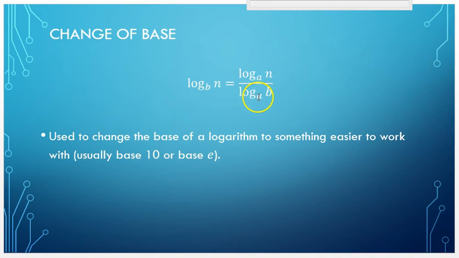So usually we use 10 for both of those spots. Sometimes it's also useful to use e, and then we call it natural log instead. So this is useful for changing a logarithm that might have a base 2, 3, or 4 into a base 10 or a base e one, and that's especially useful so that we can compute them with our calculators.